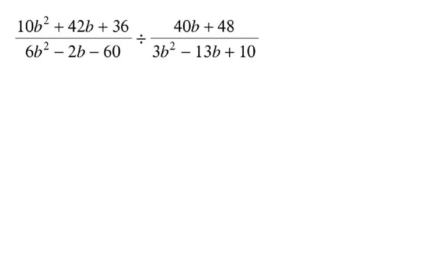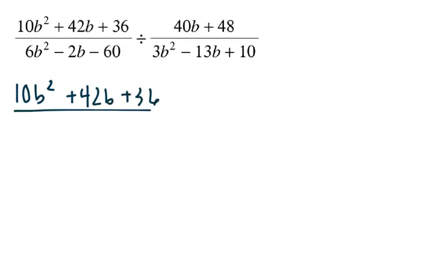All right, we have got ourselves a rational expression division problem. I'm going to do this in the order of keep, change, flip: switch it to multiplication, factor, cancel, and then multiply out. So the first thing I'm going to do is rewrite this as a multiplication problem: 10b squared plus 42b plus 36 divided by 6b squared minus 2b minus 60.